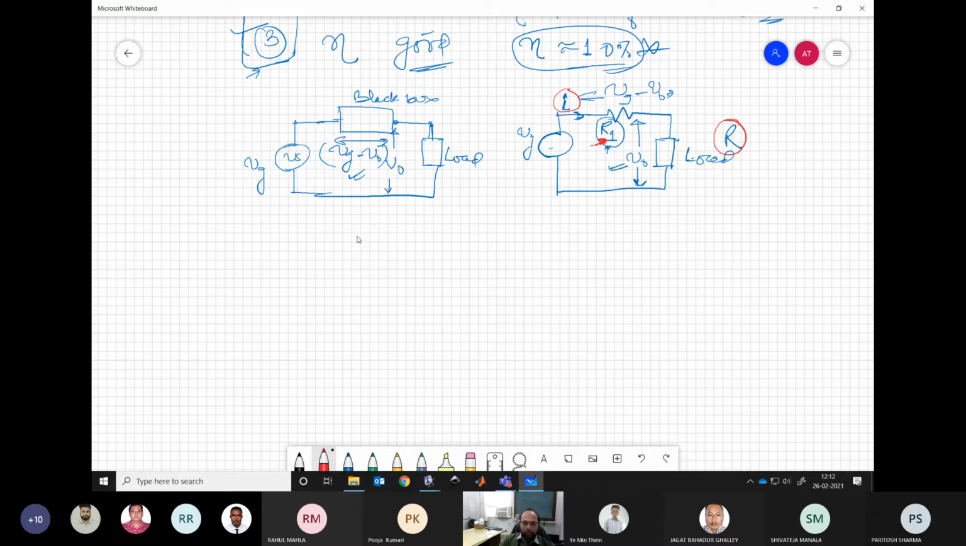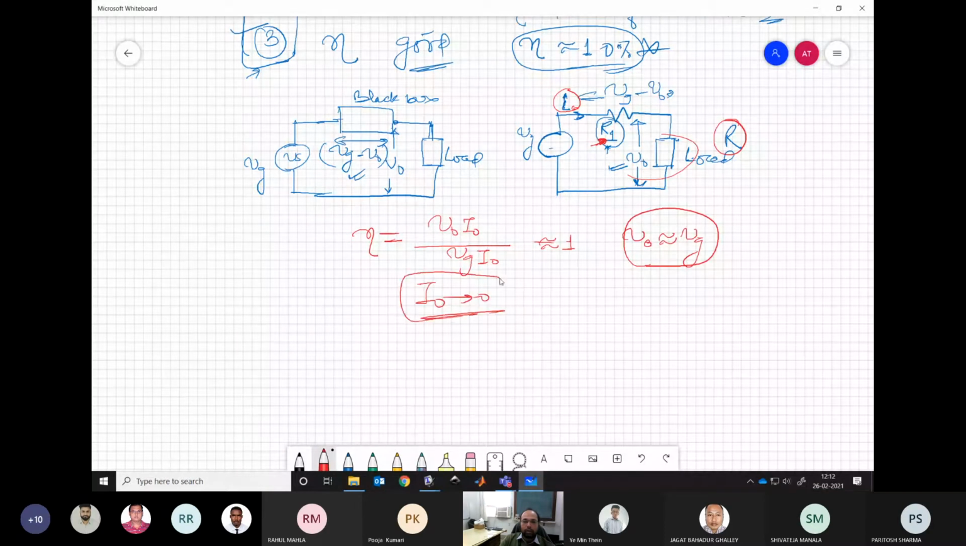And the second thing, if you talk about efficiency. What is the power output over here, which is V0 times I0, and what we are having at the input is Vg times I0. So this efficiency is best, close to 1, only when we have V0 very, very close to Vg, which means our I0 will be tending to 0. So only for this arrangement does it give a very good efficiency, close to 1.